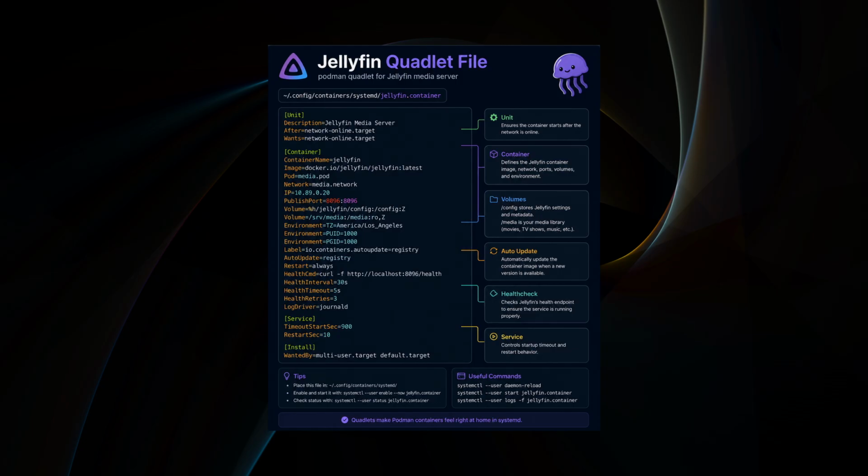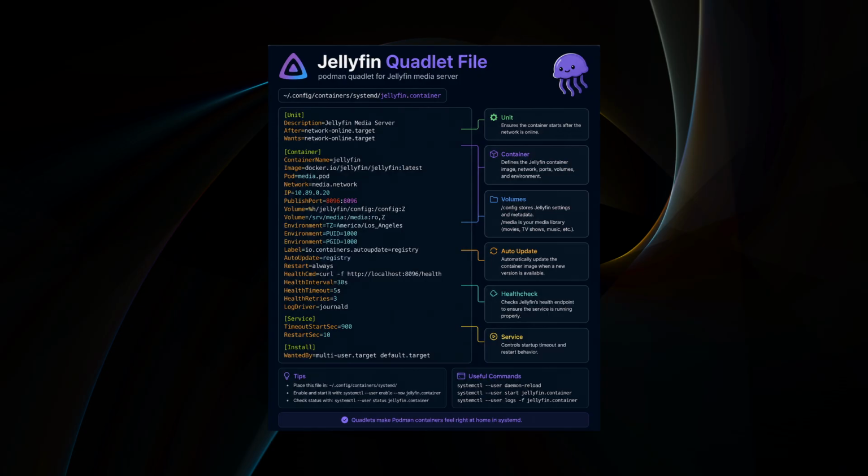Everything is in this text file, and you start with your description. You can tell it after network is online, it requires or wants network online. Then you build your container. This example is just Jellyfin. If you want to auto update from the registry, if you want to publish the ports, or what ports to publish. I have accidentally forgotten the ports to publish before, and it ran fine until it didn't. When I figured it out, I had forgotten to put the publish ports in there.